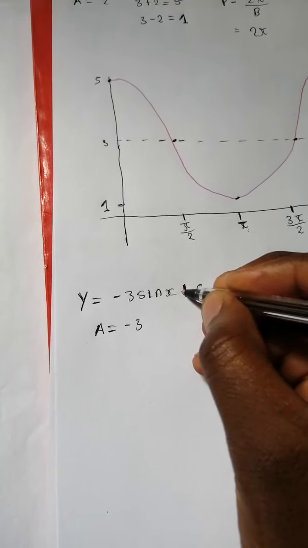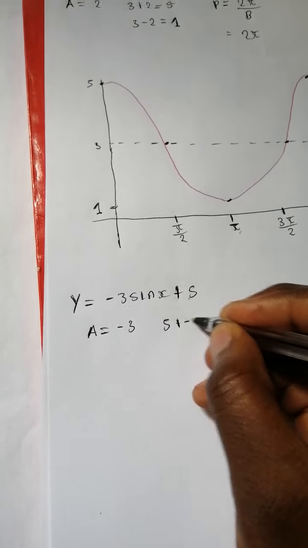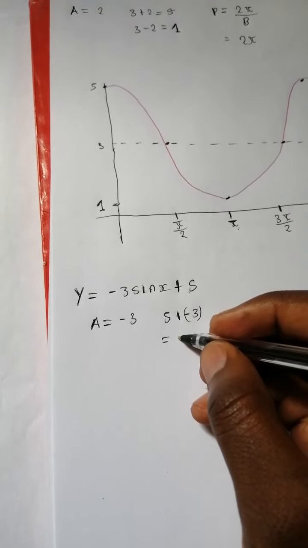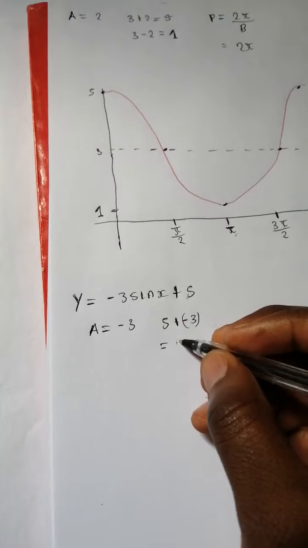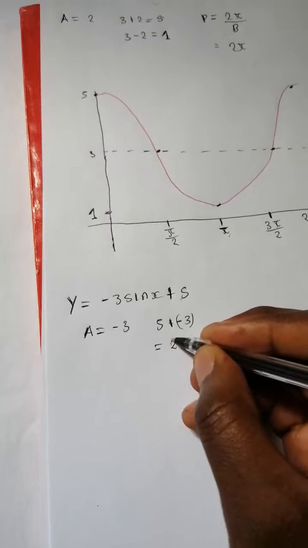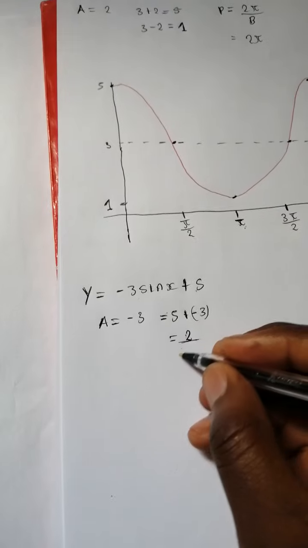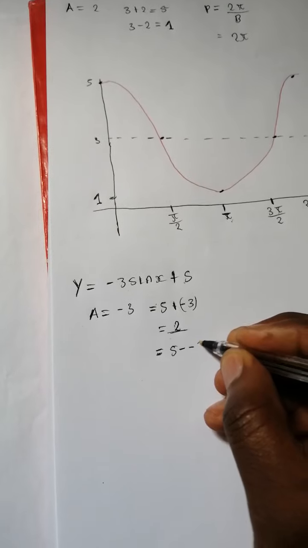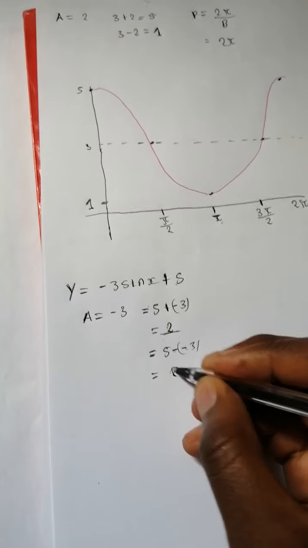So let's find the upper limit and the lower limit. The upper limit will be 5 plus negative 3, which is negative times positive, which is negative. So it will be 5 minus 3, which is 2. And then the lower limit will be 5 minus negative 3. So here we have to add, so it will be positive 8.